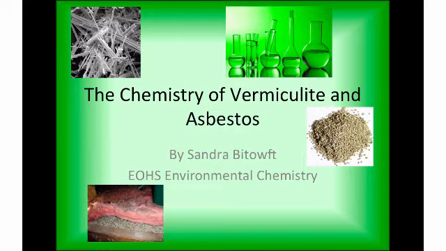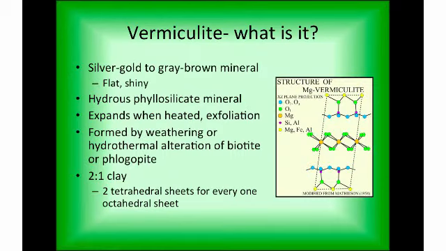In this presentation, I will be discussing the chemistry of vermiculite and asbestos. First, I will focus on vermiculite. What is it? Well, it's a hydrous phyllosilicate material formed from weathering or hydrothermal alteration from biotite or phlogopite.